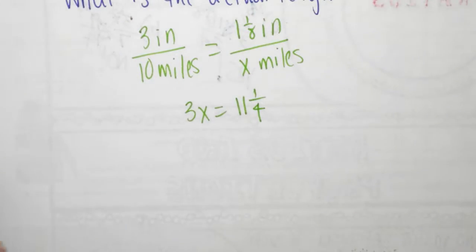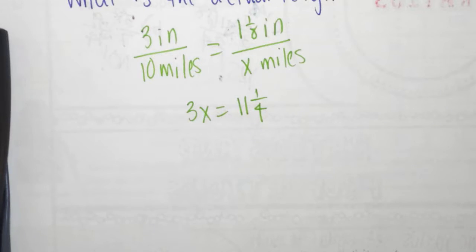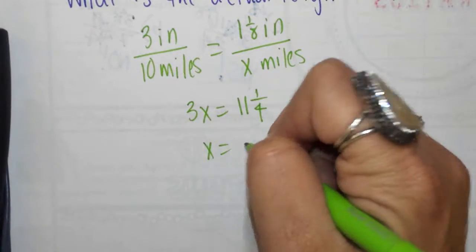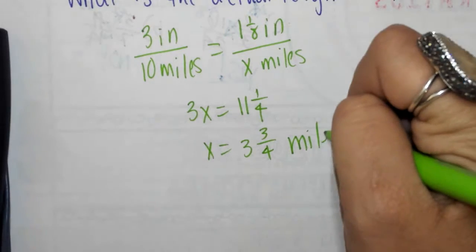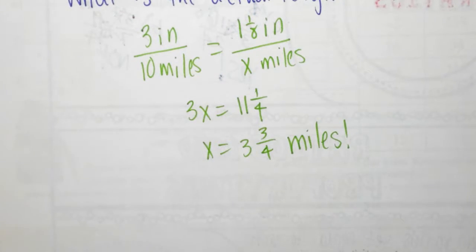All right, now what do I do from here? Divide by 3. So it is actually 3 3/4 miles. That's all you have to do. Isn't it lovely?